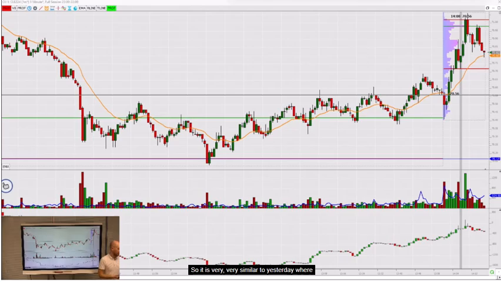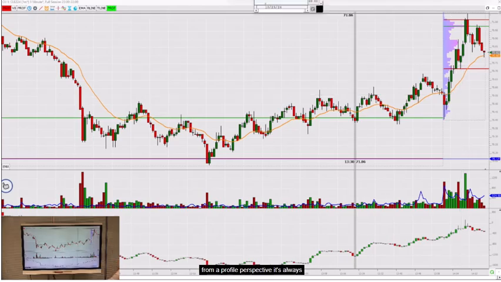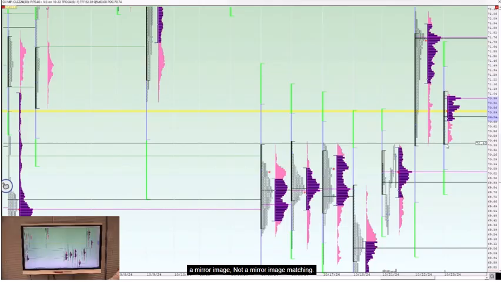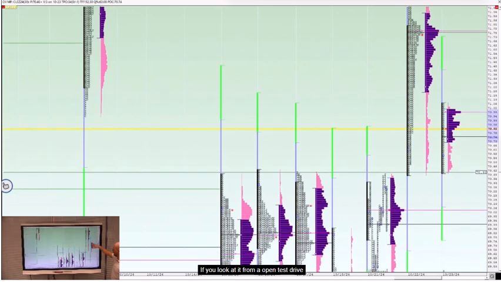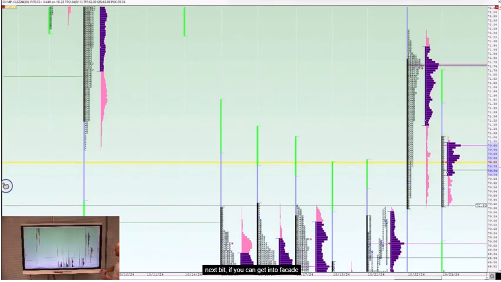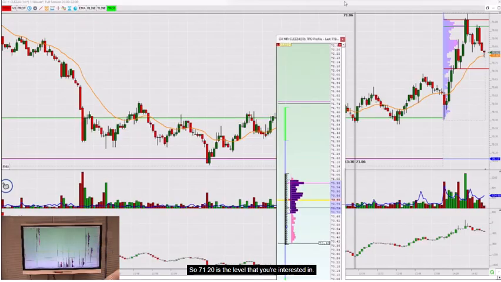So it's very, very similar to yesterday, where from a profile perspective, it's almost a mirror image. Well, not a mirror image, matching. If you look at it from an open, test, drive, next bit, if you can get into the side of value from yesterday, I'm not going to go into profiles too much, then I'm looking for it to just drive straight the way up. So 71.20 is the level that you're interested in now.